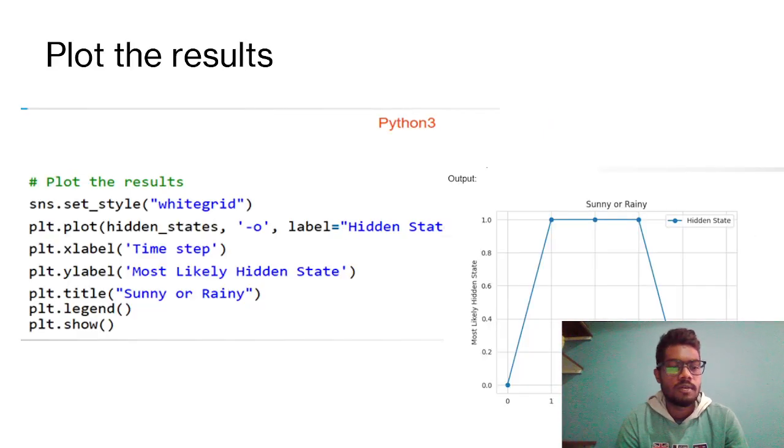Plot the results. Now, plotting the results. sns.set_style('whitegrid'), plt.plot(hidden_states, '-o', label='hidden state'), plt.xlabel('time step'), plt.ylabel('most likely hidden state'), plt.title('sunny or rainy'), plt.legend, plt.show. And this is the white grid of sunny or rainy. On the x-axis we are taking the time step, and on the y-axis we are taking the most likely hidden states. And this is the white grid of sunny or rainy output.